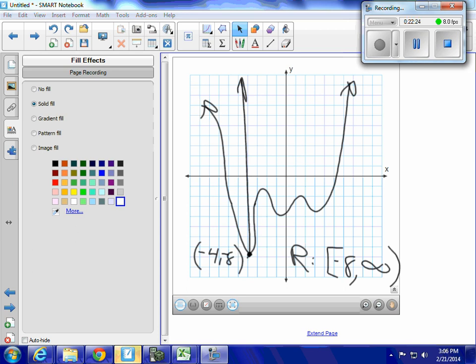You have to be able to know your domain and range as well. And that is a fairly comprehensive view of everything that is in 4.5 and before. That's a good analysis of a polynomial.